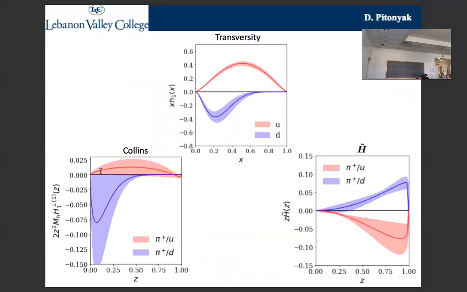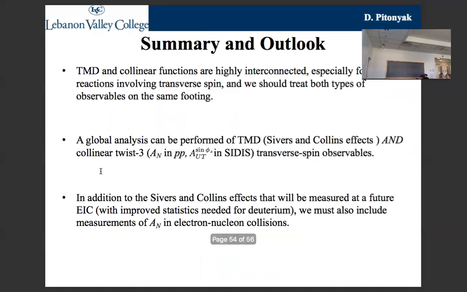Here we have our transversity function, the Collins function, and H tilde. Again, this is very preliminary. We have to look into this more carefully with the Monte Carlo analysis. But this is what we're trying to get after: this global analysis including all of these observables, because they actually all have the same functions sitting there.